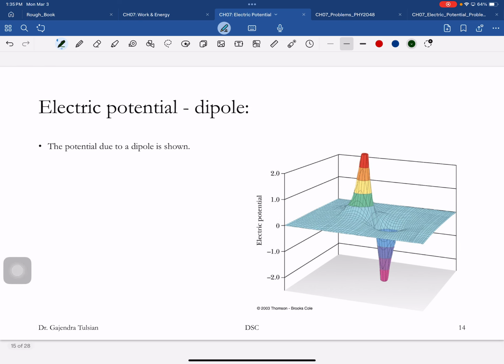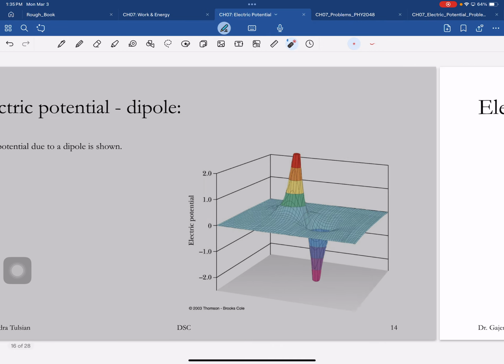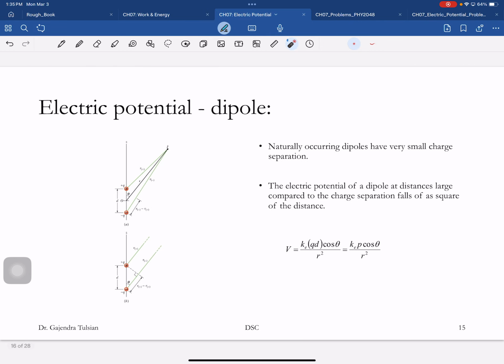All right. So this is the electric potential of a dipole. Here's a positive charge, here's a negative charge. This is the dipole. Again, a dipole is a charge separation. Naturally occurring dipoles have very small charge separations. Can you tell me a naturally occurring dipole? Water. Very good, my friend.